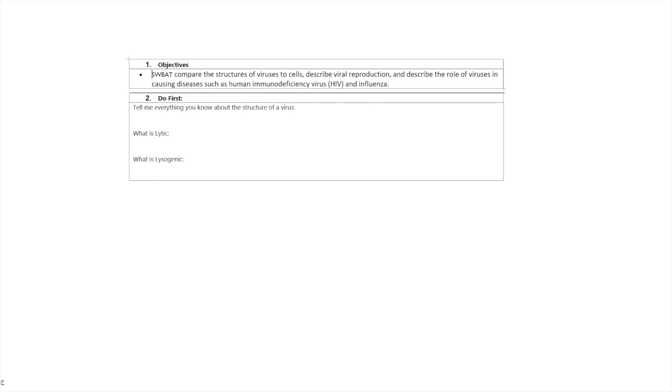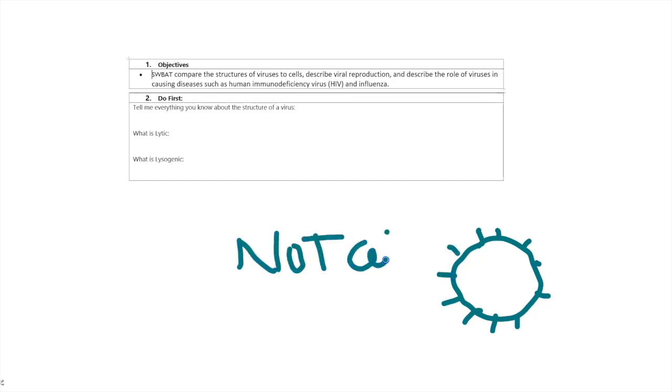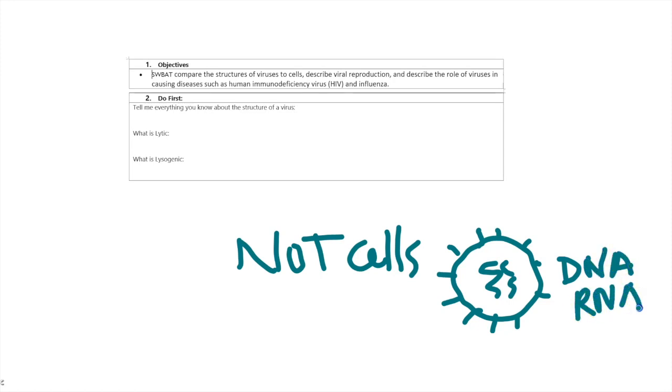Okay, so let's start with tell me everything you know about a virus. Usually viruses look like little cells with things poking out of it. However, remember, viruses are not cells. They are not alive. They will have some DNA, though, or maybe RNA, some sort of genetic material. There will be no nucleus, though. So it's very similar to bacteria. There's no nucleus. There's no organelles. But remember, it is not a cell, so it is not living.